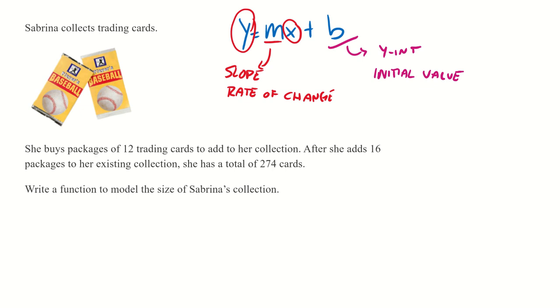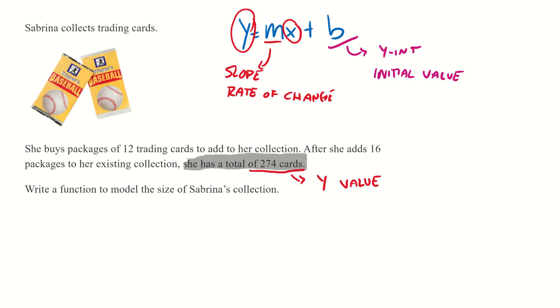So we're looking here for some things, and I'm going to show you some of the things we want to look for. When it says she has a total of 274 cards, total is going to be our final value. Our final value is our equals. So a total of 274 cards, this is going to be our y value.